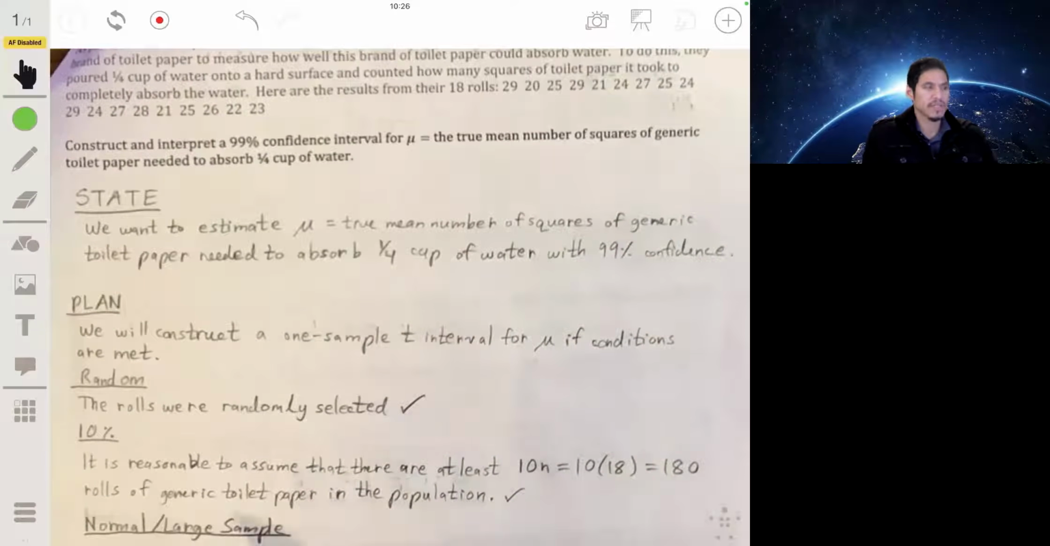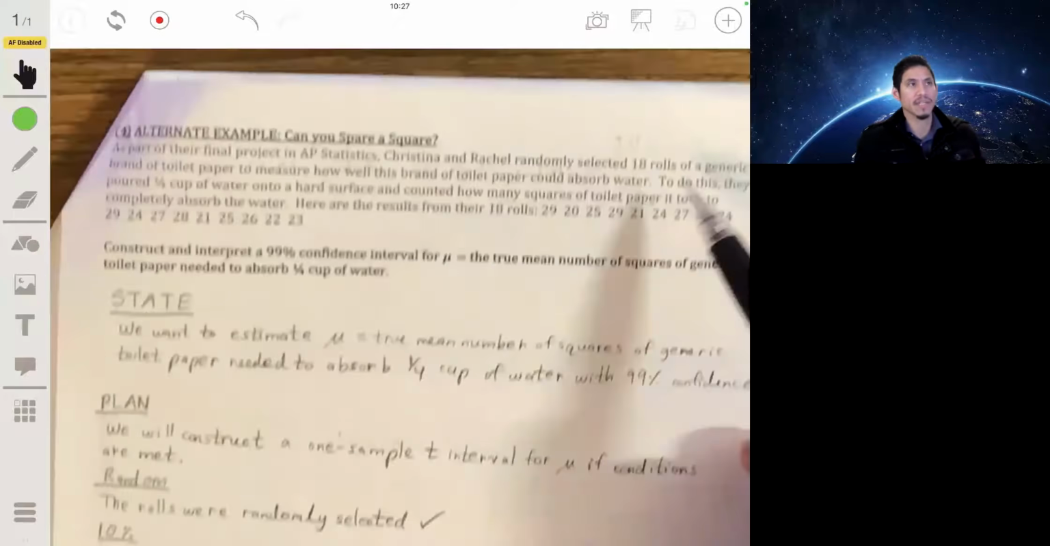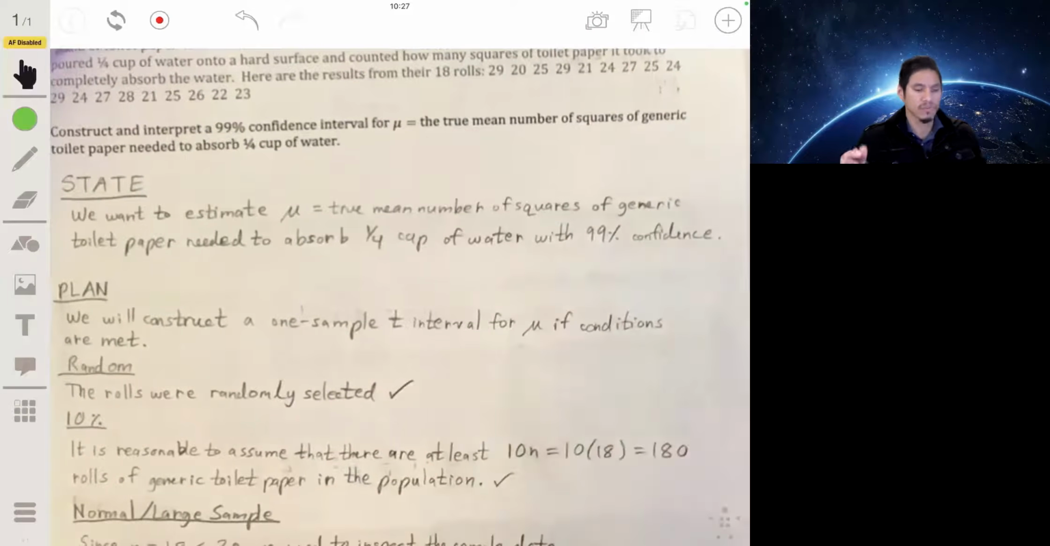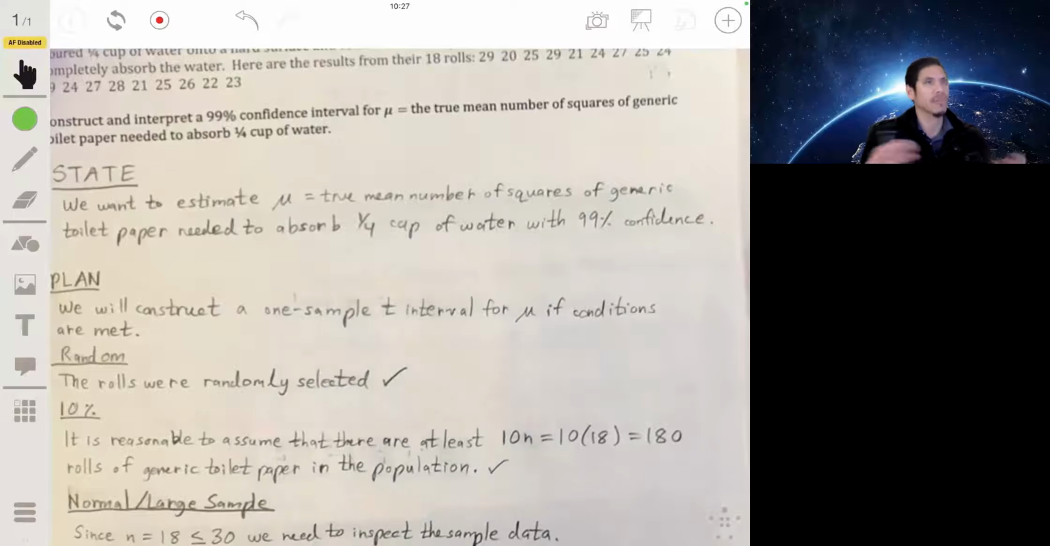So for the normal large sample condition, we have to have a sample size of at least 30, or the population has to be told to us as approximately normal. None of those are met, so then we have to look at the sample data distribution. We have to look at what the distribution of those 18 rolls of toilet paper looks like, since it's less than 30. I usually advise making a dot plot or a box plot. Dot plot, box plot doesn't really matter. So we're going to go to box plots.